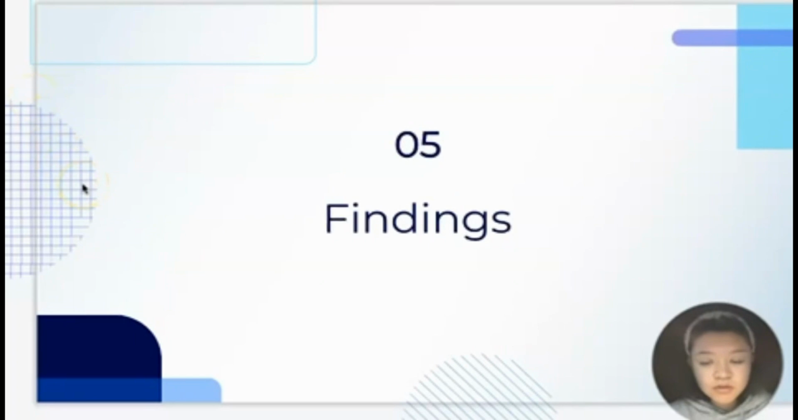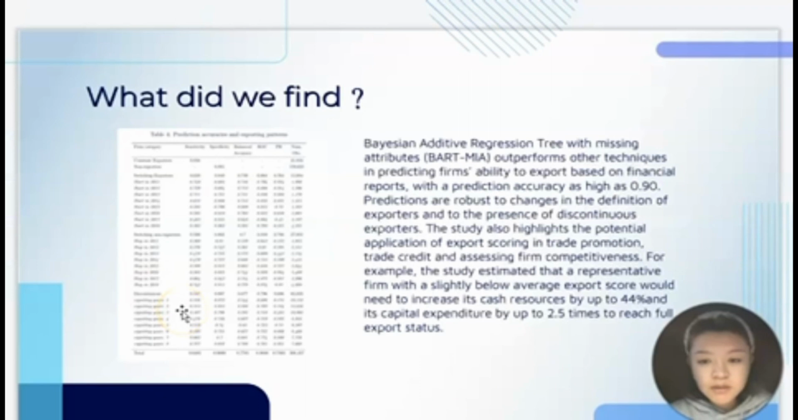Let me introduce the first part, findings. What did we find? Bayesian adaptive regression tree with missing attributes outperforms other techniques in predicting firms' ability to export based on financial reports, with prediction accuracy as high as 0.90. Predictions are robust to changes in the definition of exporters and to the presence of discontinuous exporters. The study also highlights the potential application of export scoring in trade promotion, trade credit, and assessing firm competitiveness.